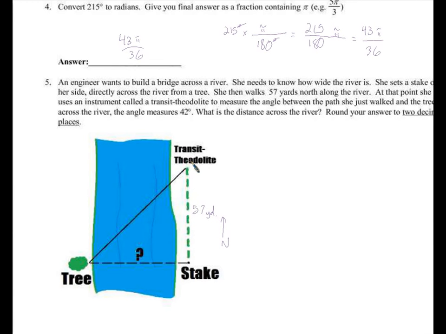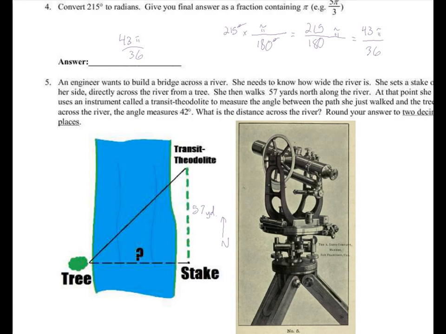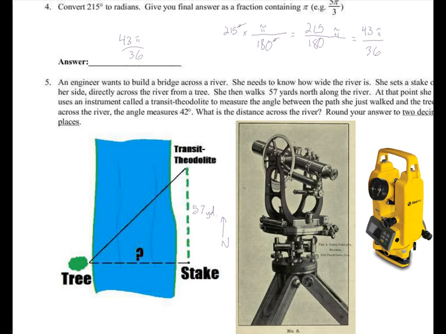Then she takes this thing called a transit theodolite. Here's what an old style one looks like, and then a more modern one. They can look through the eyepiece down the river at the stake, and I imagine they could dial in that this is 0 degrees, and then turn it and look at the point on the tree directly across from the stake, and it tells us the angle between those two things. So she uses this transit theodolite to measure the angle between the path and the tree. Between here and there is 42 degrees.